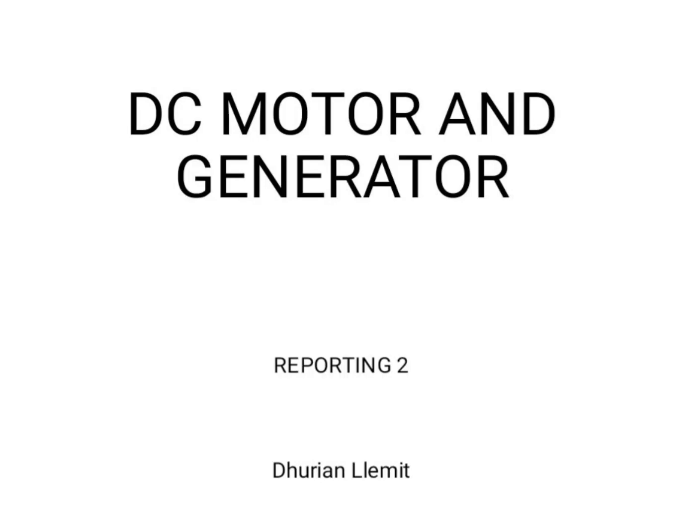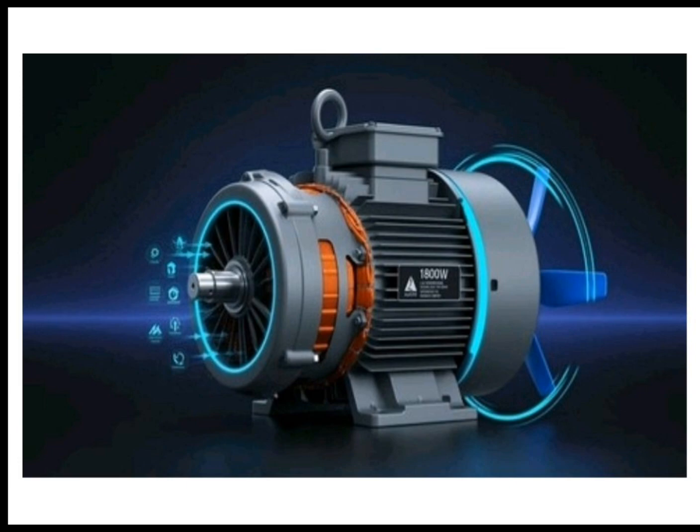This is my report about DC motors and DC generators. Electrical machines are important devices that convert electrical energy into mechanical energy and vice versa. Two common types of electrical machines are the DC motor and the DC generator. These machines are operated using direct current (DC) and are widely used in applications such as industrial machines, electric vehicles, fans, pumps, and power systems.